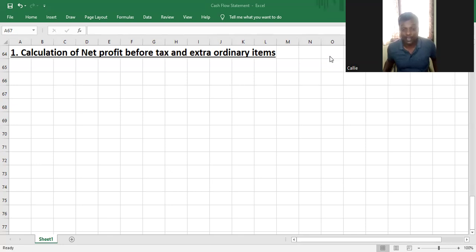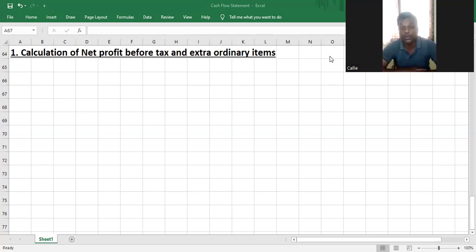There are two ways of preparing a cash flow statement: the direct method and the indirect method. The direct method is not part of the syllabus for CBSE grade 12, but the indirect method is. And in the indirect method, we start from the profit earned during the year, and we work out the cash flow from operating activities. So in the indirect method, the starting point of the cash flow statement is the calculation of net profit before tax and extraordinary items, and how to calculate that is what I'm going to teach you in this video.